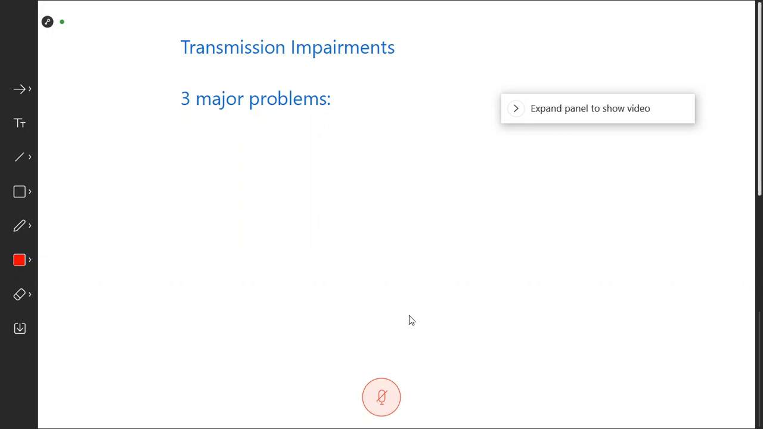The second is delay distortion. This is the second transmission impairment. This causes incorrect reception. What happens is that some components of one bit may catch up and overtake the slower components. This we know as delay distortion.